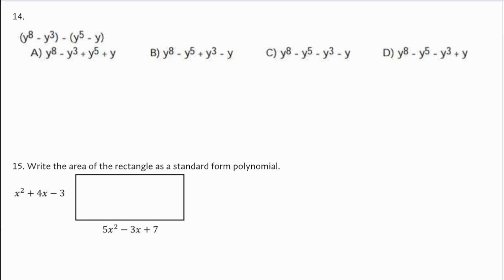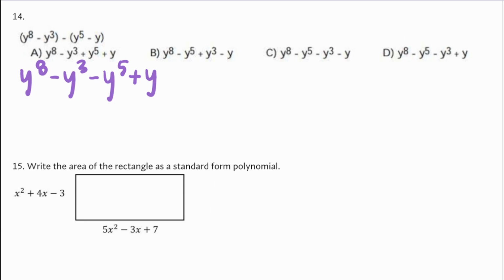Okay, I didn't notice this. We've got one more subtraction one here. So I'm going to say that's y to the 8 minus y to the 3 minus y to the 5 plus y. Because we've got to distribute that negative to everything. So we're subtracting y to the 5 and we're subtracting a negative y. Alright, so I think this is all I can do.